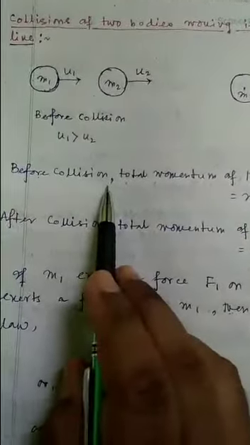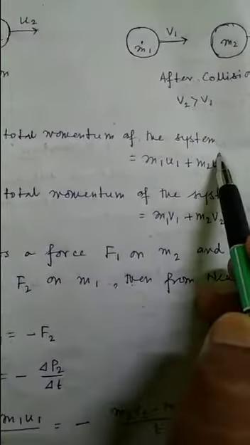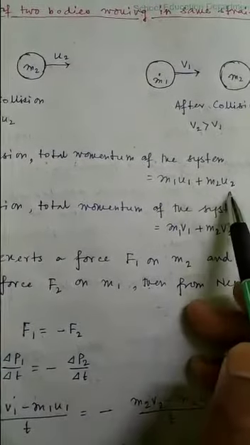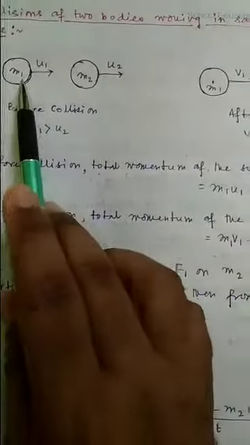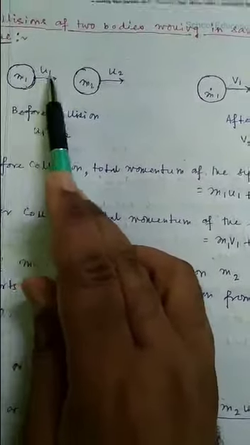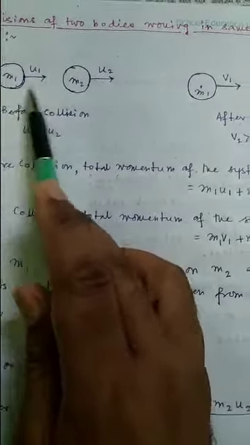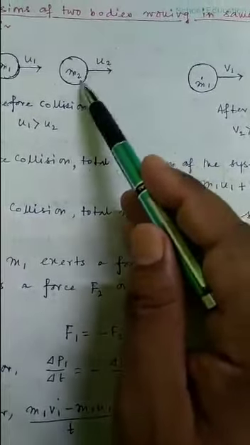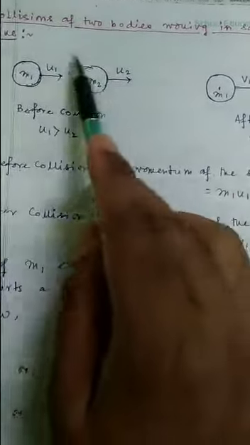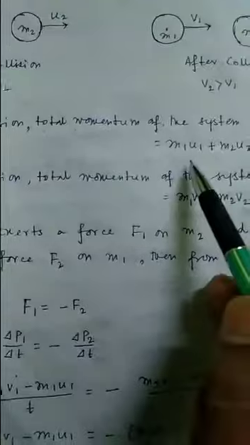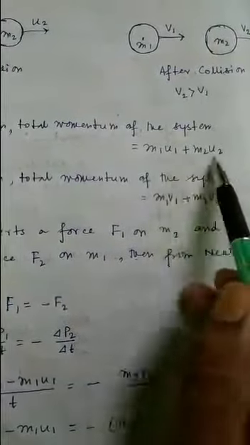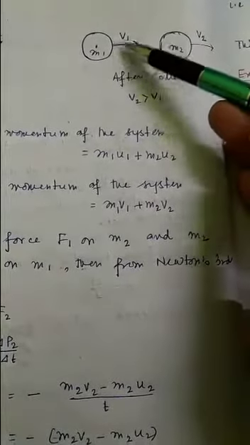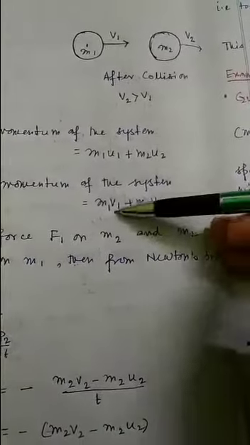So before collision, the total momentum of the system you can write as m1u1 plus m2u2. Before collision, the momentum of this body is m1 into u1, the product of mass and velocity of this body, and the momentum of this body is m2 into u2. So the total momentum of this two body system should be the sum of the individual momenta. Clear? Similarly, the total momentum after collision is m1v1 plus m2v2. Here I mention this.